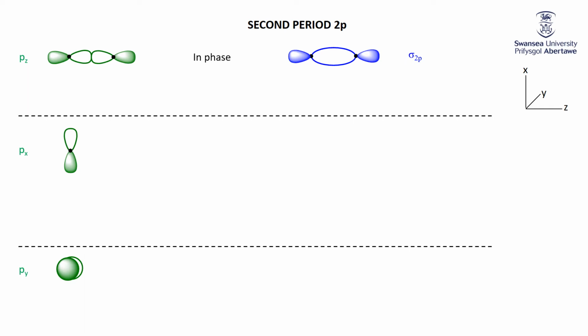Now, how do we draw the antibonding? Well, the antibonding is where they're out of phase. So there we've got the positive here, but the negative here. Positive and negative cancel each other out. And so the sigma star 2p here would look like this.